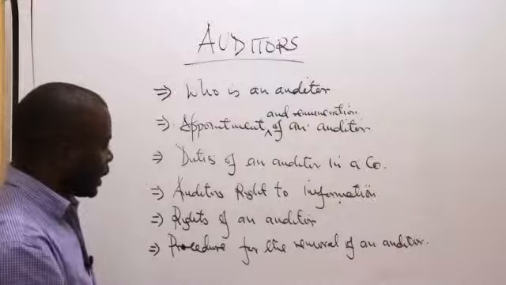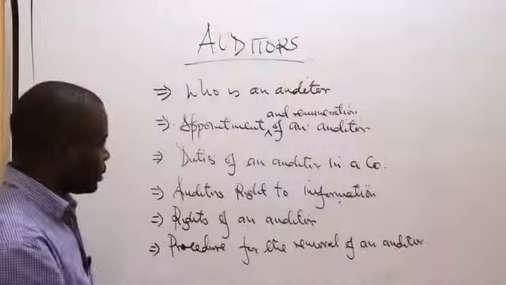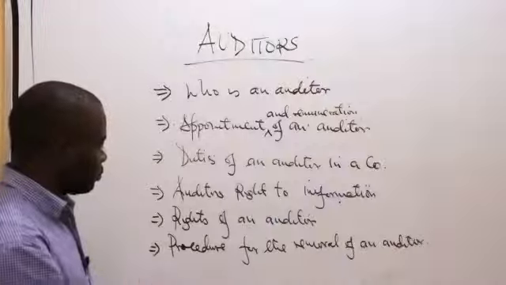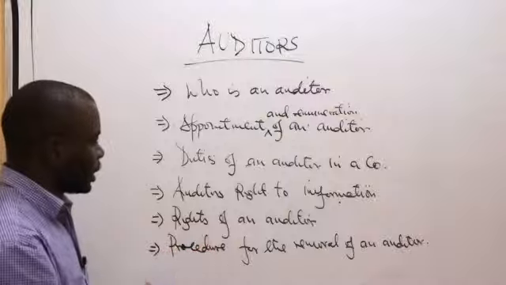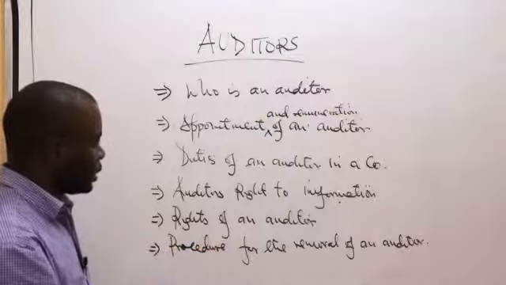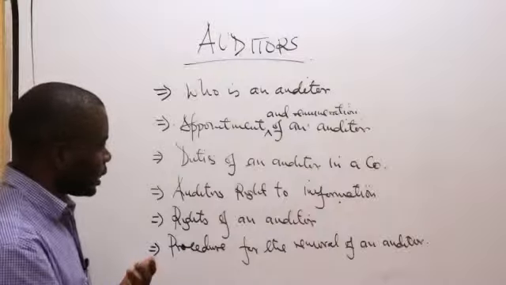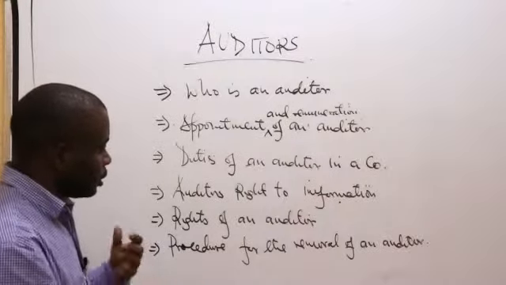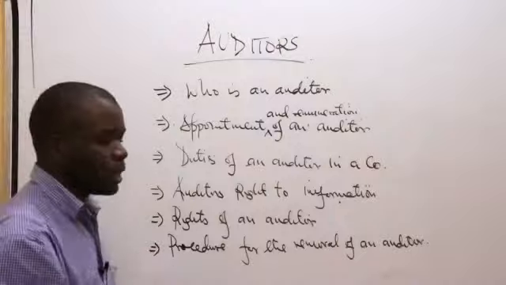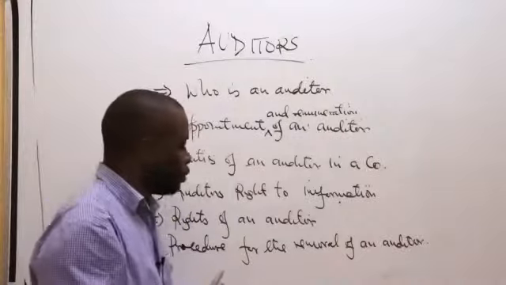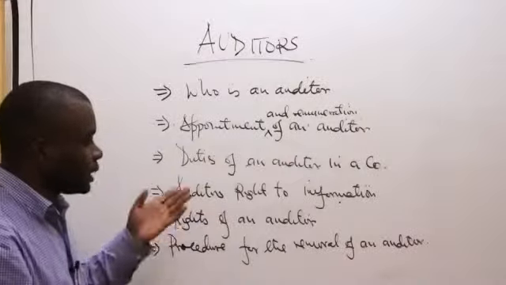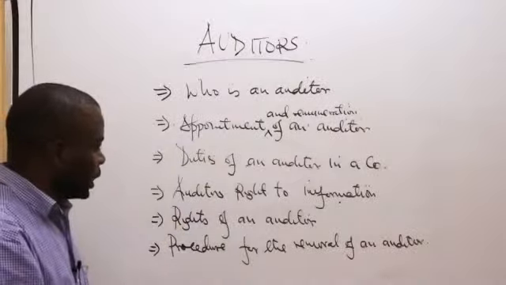So the auditor's right to information is very key. Then other rights of an auditor in a company. Of course we are saying the major right is to access the information in the company, but he has other rights. For example, you must pay an auditor once you appoint him as an auditor of the company. So that is a right. We'll see other rights that he's able to enjoy.